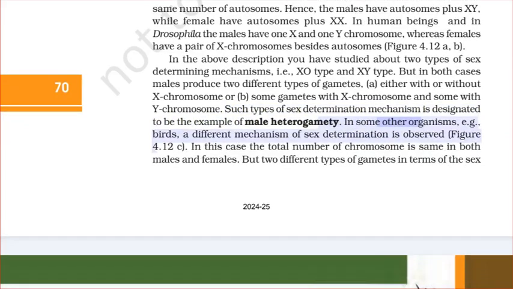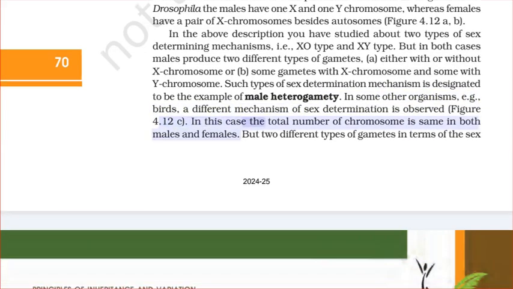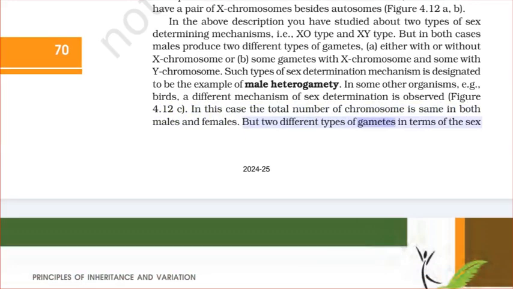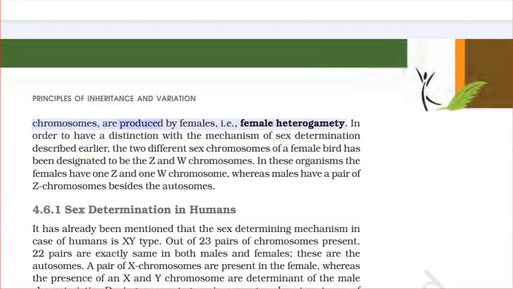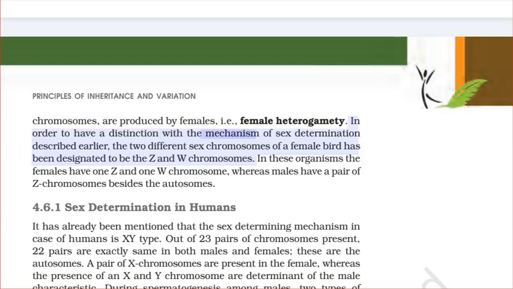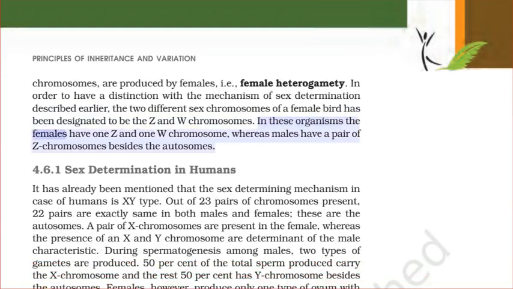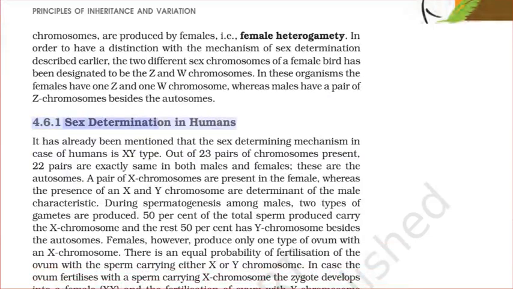In some other organisms, for example, birds, a different mechanism of sex determination is observed. In this case, the total number of chromosomes is the same in both males and females, but two different types of gametes in terms of the sex chromosomes are produced by females, that is, female heterogamety. In order to have a distinction with the mechanism of sex determination described earlier, the two different sex chromosomes of a female bird have been designated to be the Z and W chromosomes. In these organisms, the females have one Z and one W chromosome, whereas males have a pair of Z chromosomes besides the autosomes.